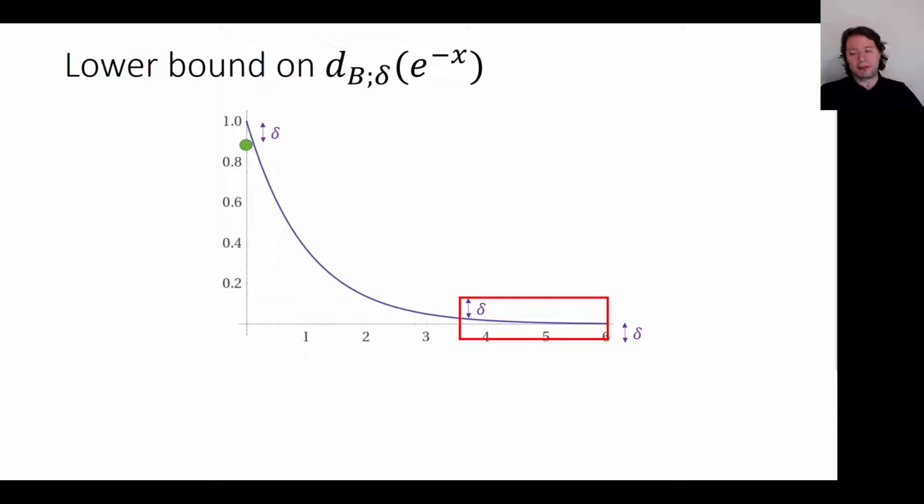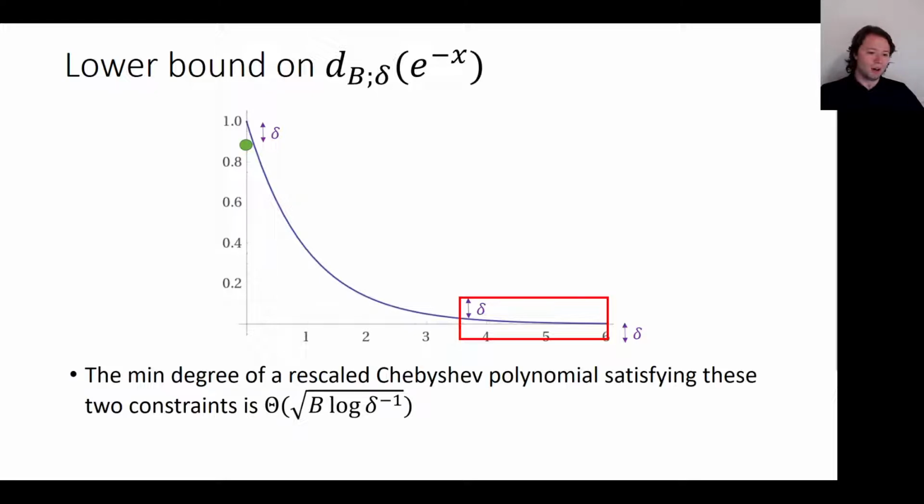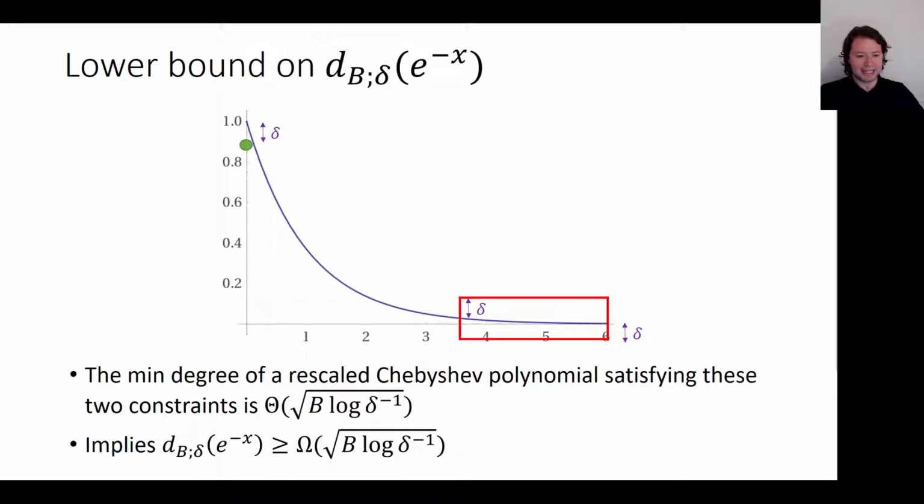So any polynomial that approximates e to the minus x on this interval would have to stay within this red box here and achieve at least this green point here. So we can calculate that the minimum degree of a rescaled Chebyshev polynomial that satisfies these two constraints is square root of b times log 1 over delta. And the extremal property said that a rescaled Chebyshev polynomial has the minimum degree of any polynomial that satisfies these two constraints. So that implies that the degree for approximating e to the minus x has to be at least square root of b log 1 over delta.